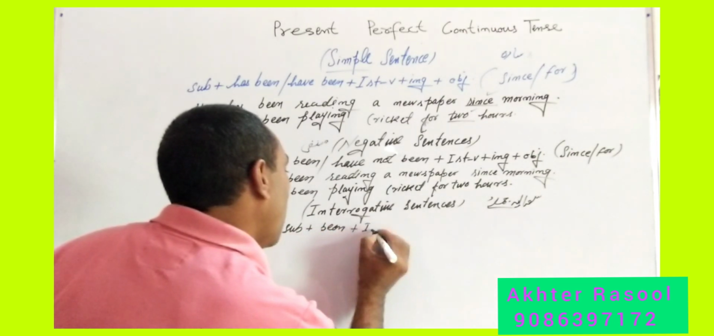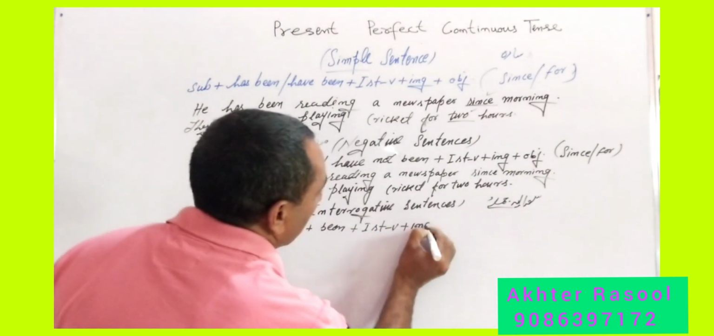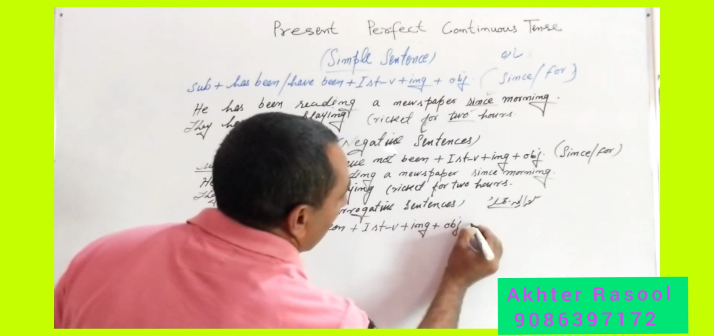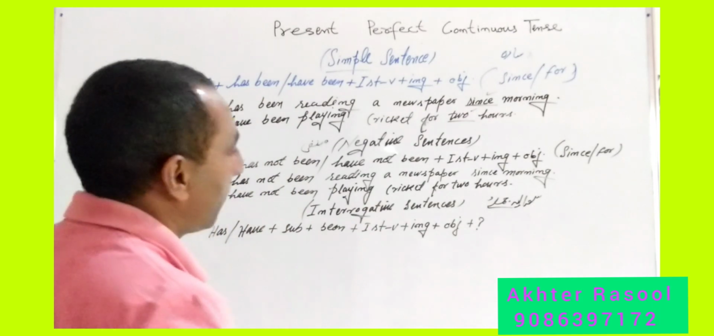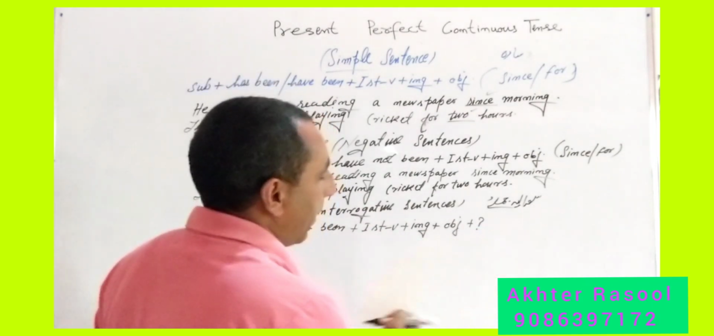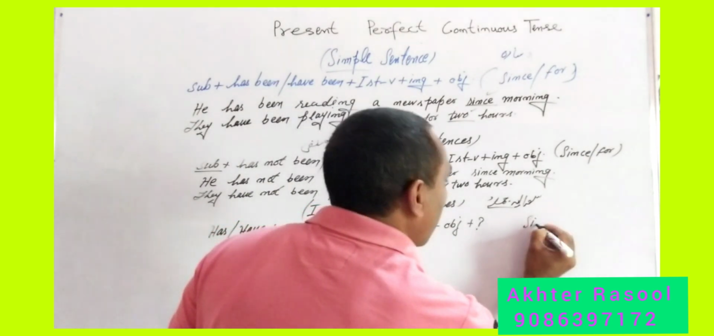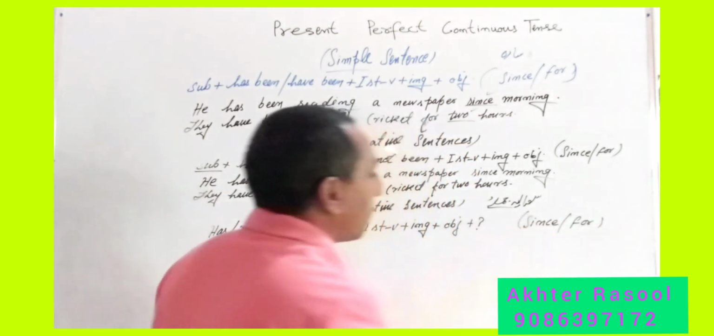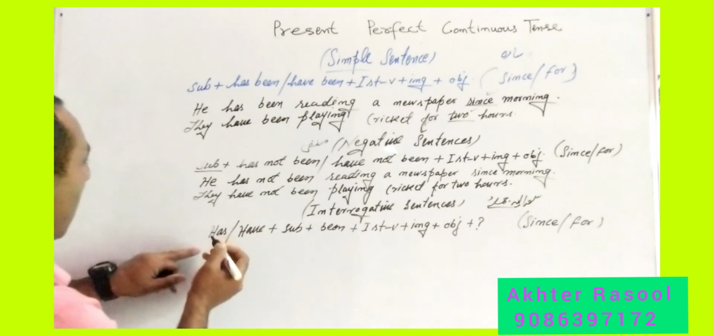plus first form of the verb plus ing plus object, and at the end of the sentence we will use the sign of interrogation because it is an interrogative sentence, and in interrogative we use this sign. This is most important. Then in the same way, since or for we will use. Now see how we will frame it.